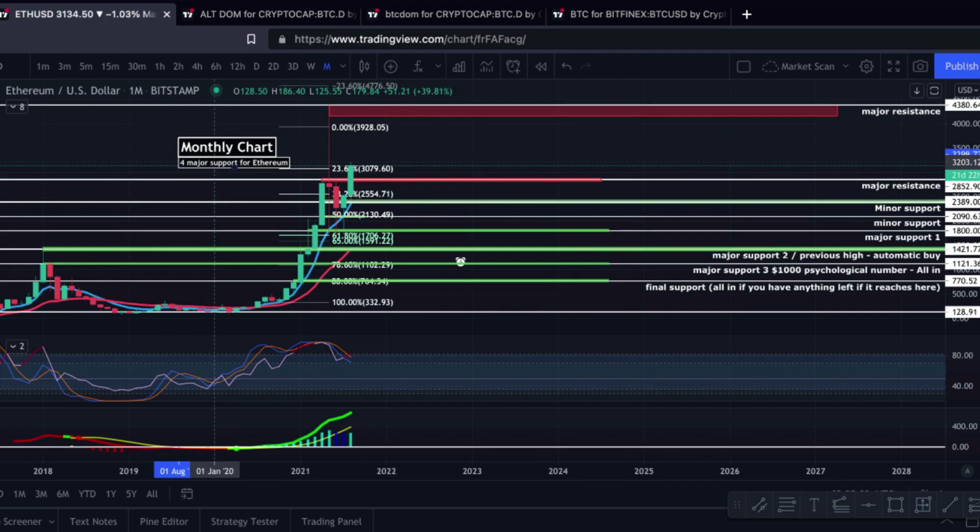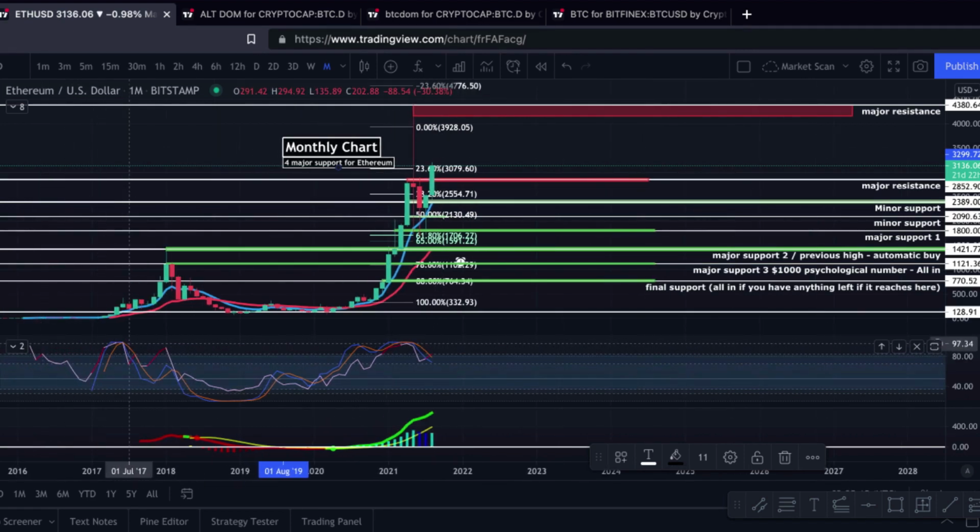Looking at the monthly chart for Ethereum. I don't like how it's so overbought. But then again, look at this. It was overbought right here. Overbought right here. And then it was overbought right here too. But then it had another month of going absolutely crazy, right?